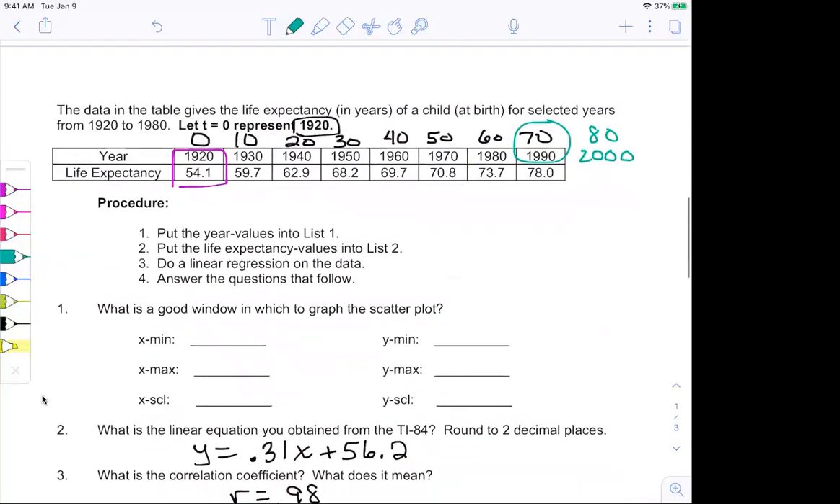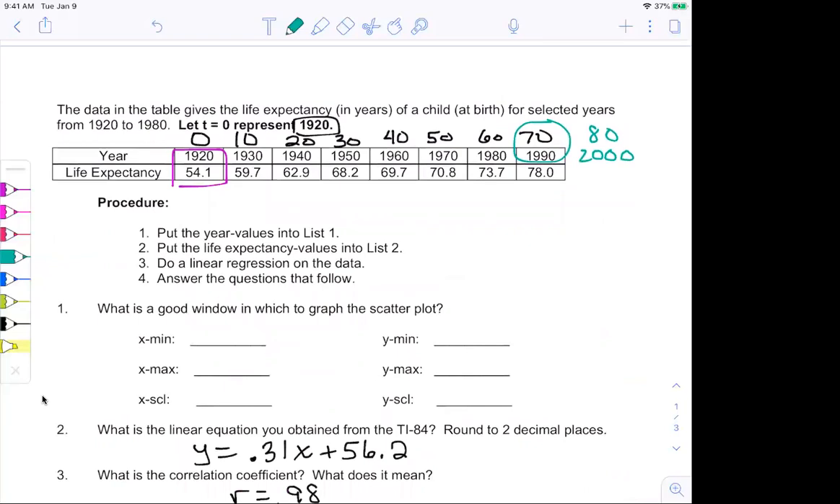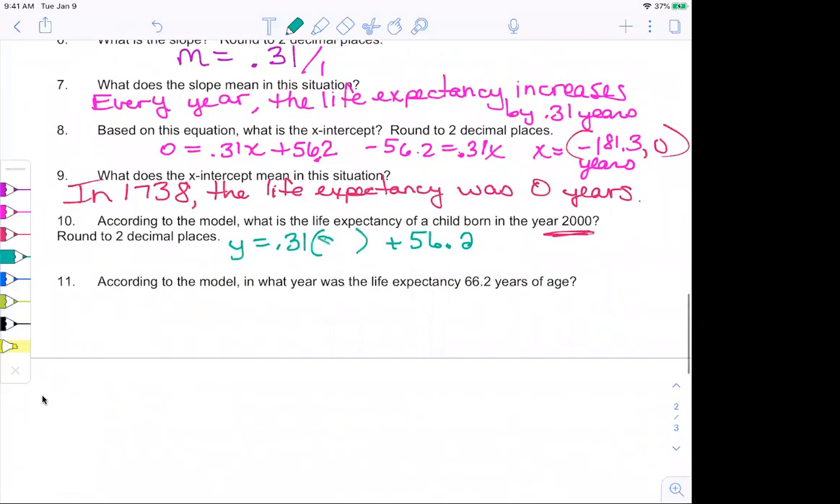If I wanted to talk about 2020, our current year, then we would plug in 100 because it's 100 years after 1920. So into the equation, we're going to plug in an 80. And then when you take that and plug it in, if you haven't done so already, place that in your calculator.